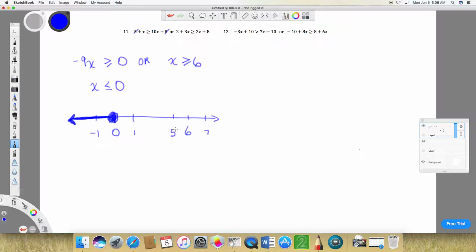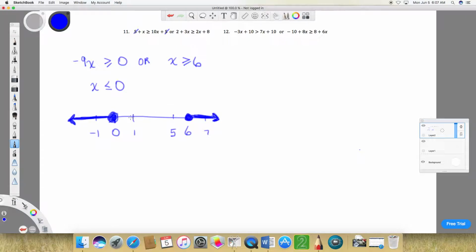The endpoint 6 is going to be included because it's less than or equal to. It's because of this equal to that I make this a solid dot, and the values of x that are greater than 6 are here to the right. So if you pick any number that's in the shaded region, either on the left here or on the right here, including the endpoints, and you plug it into both of these inequalities, both will be satisfied. They'll be true statements.